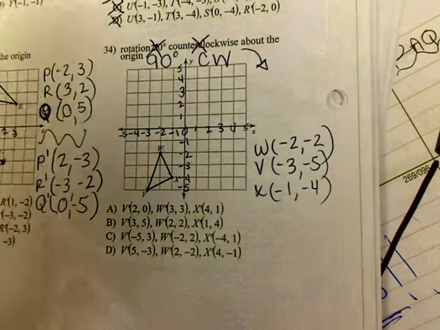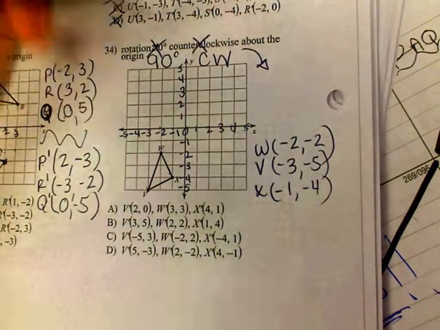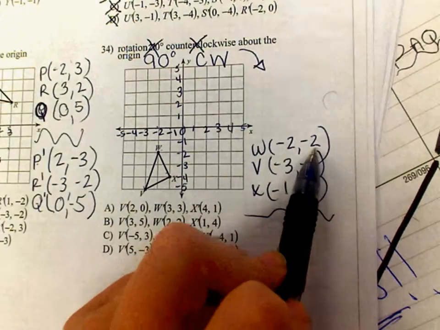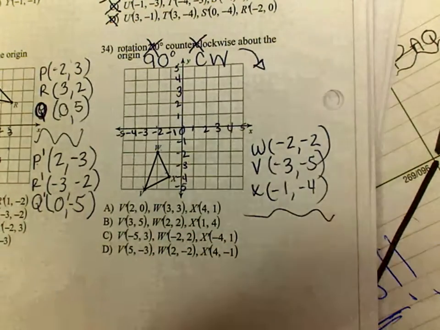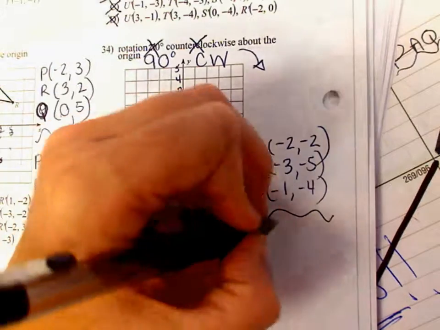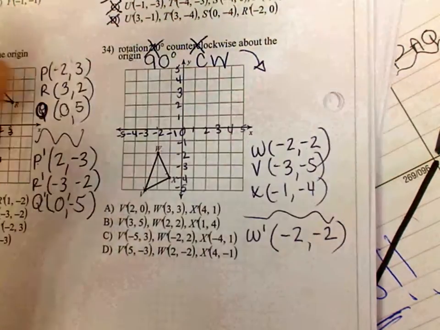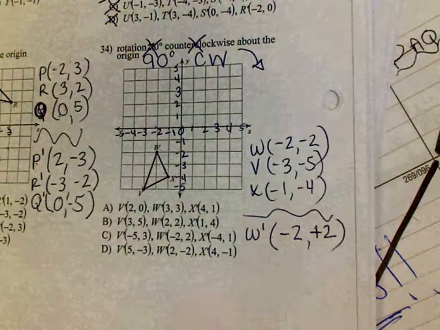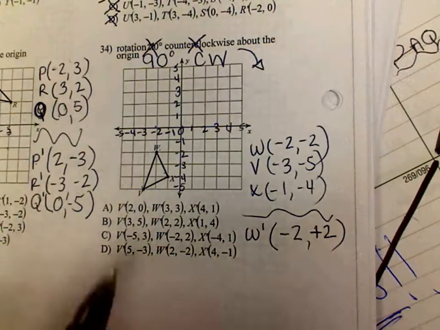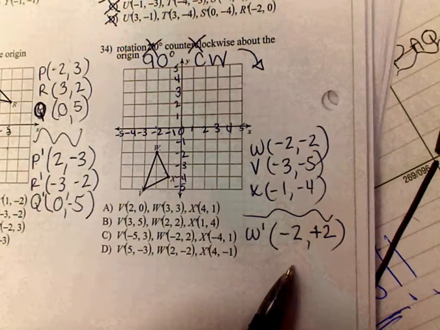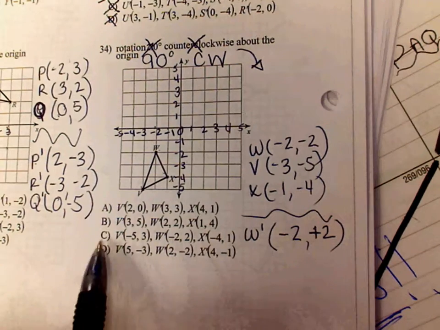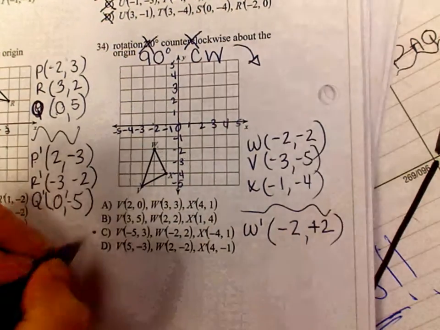Okay. 90 degrees clockwise rotation, the x and y switch places, and then you change the sign of the one on the right. W prime, these are the same number, so. Okay, change places, and then the one on the right changes. Let's see which one that matches up to. -2, +2. Looks like it matches up with C. So let's see if the rest of them do.